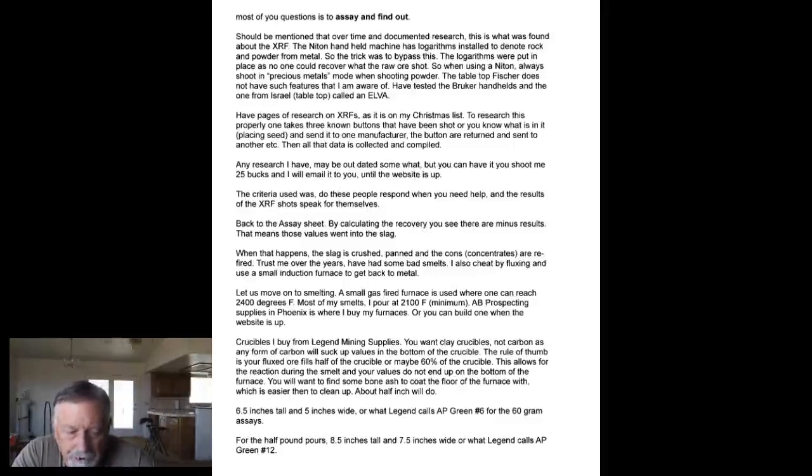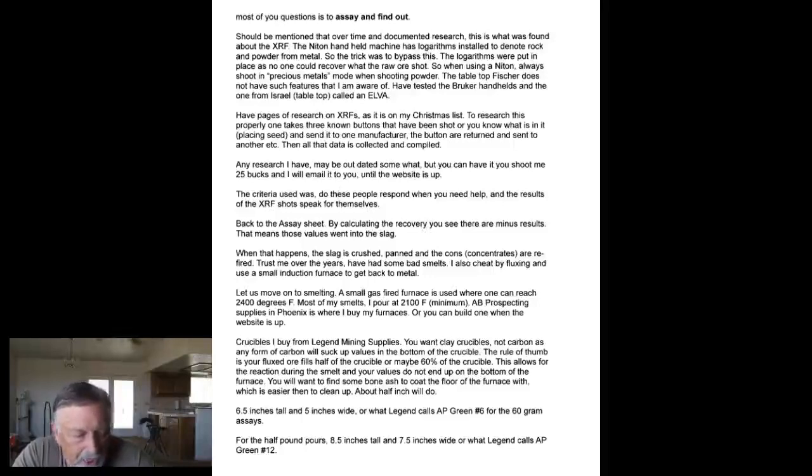So when using Niton, always shoot in precious metals mode when shooting powder. The tabletop Fisher does not have such features that I'm aware of. I have tested the Bruker handhelds and one from Israel called an Elva. These are all good machines.